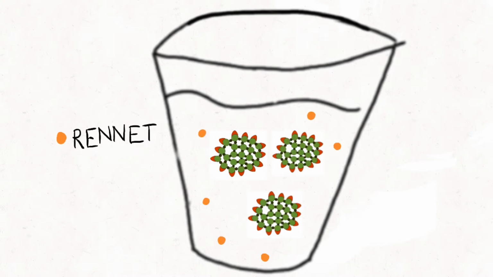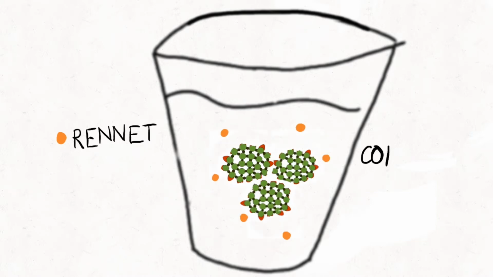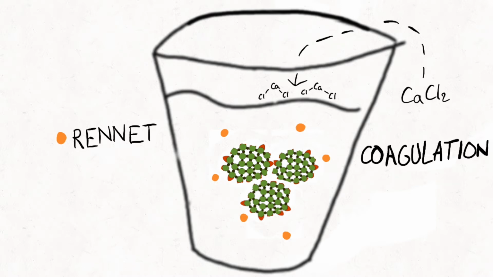Rennet is a group of proteases. It will cleave the kappa-casein to form a peptide and a para-kappa-casein. The peptide formed is water-soluble and remains in the solution. However, the para-kappa-casein will induce curd formation in the presence of calcium ions.